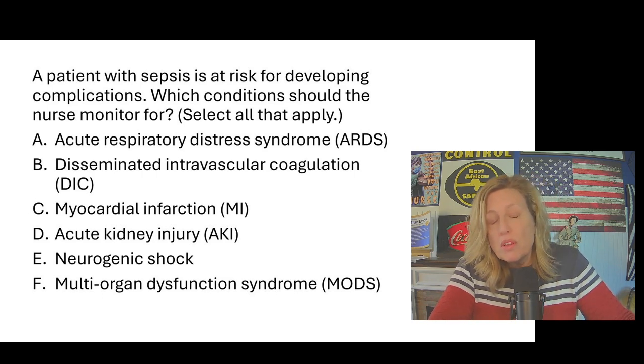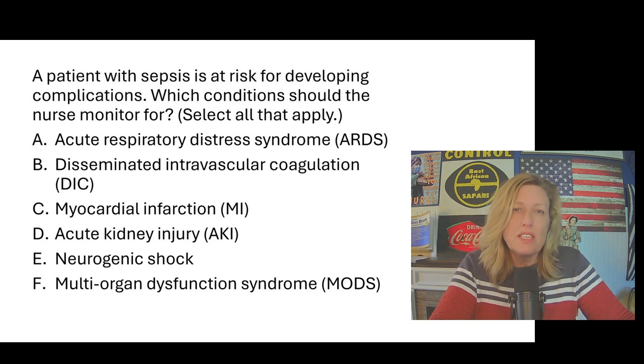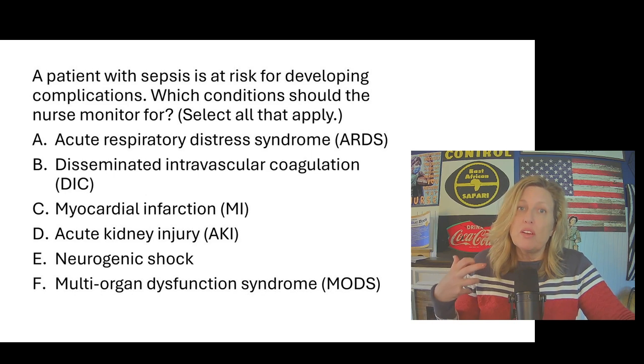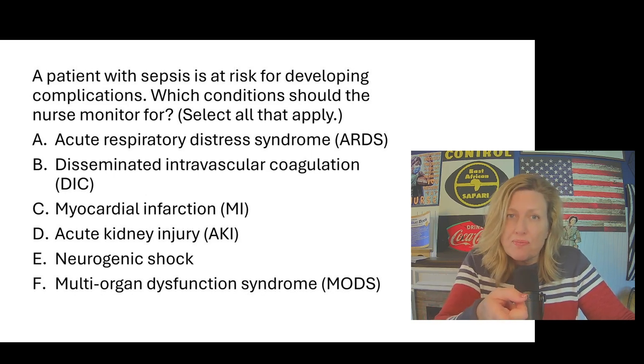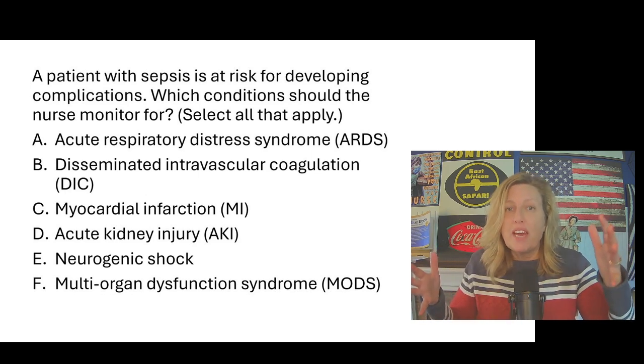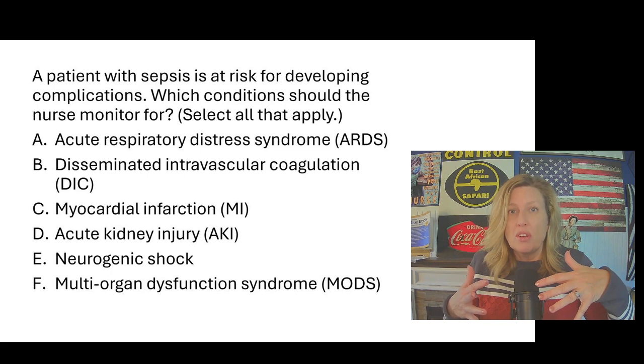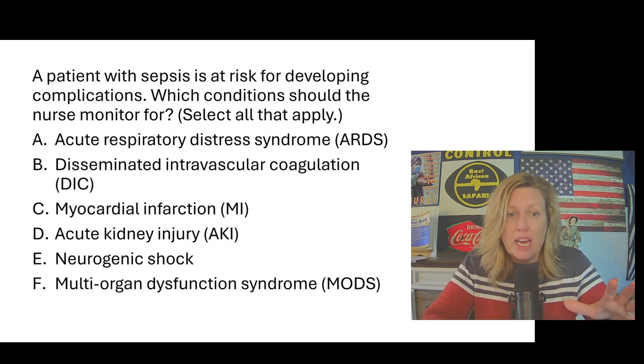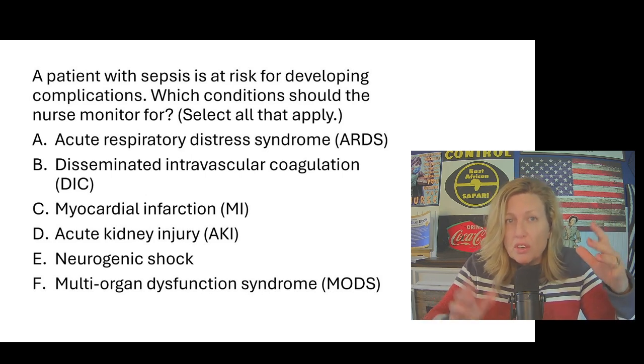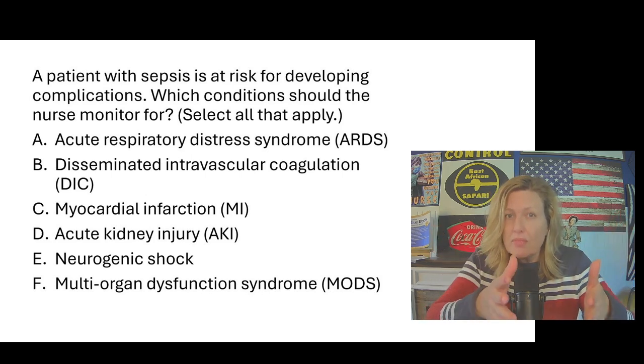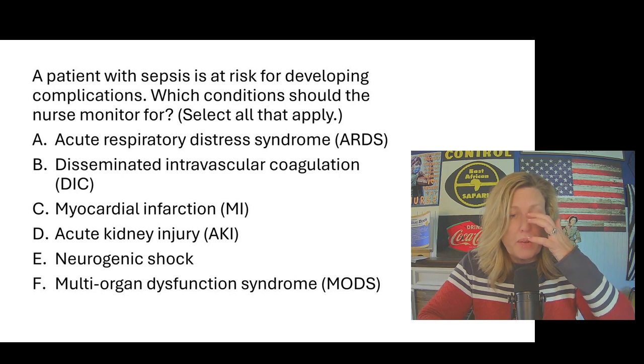All right, do you remember the first question when we talked about pathophysiology? And we talked about how sepsis increases vascular permeability? Well, when that happens, they can get fluid in their lungs, which is ARDS. ARDS is when you have increased vascular permeability and you get all this fluid in your lungs. So yes, that's a complication we got to monitor for. Disseminated intravascular coagulation. Remember we talked about microvascular clotting? That's DIC. So I got to watch for B.